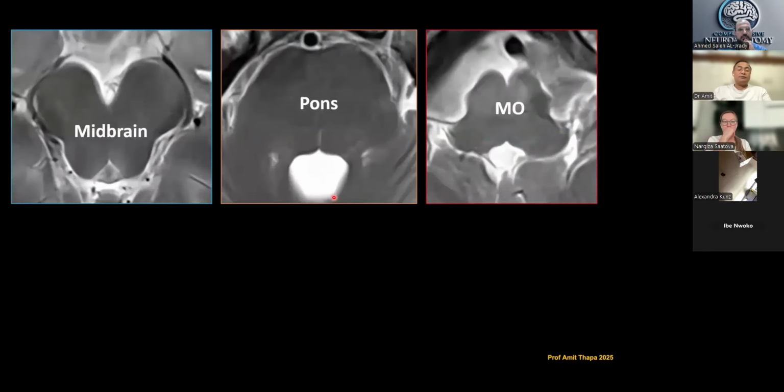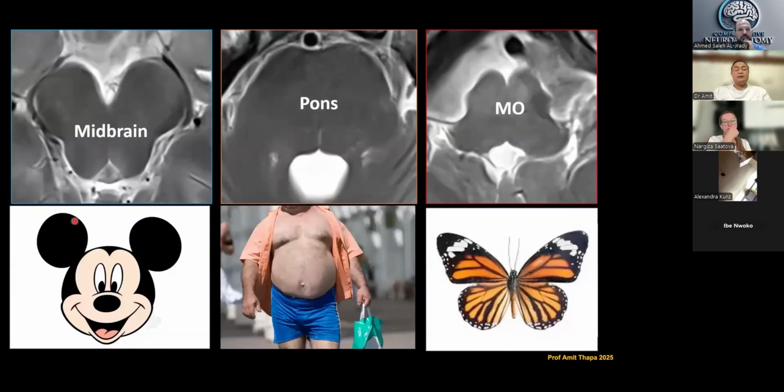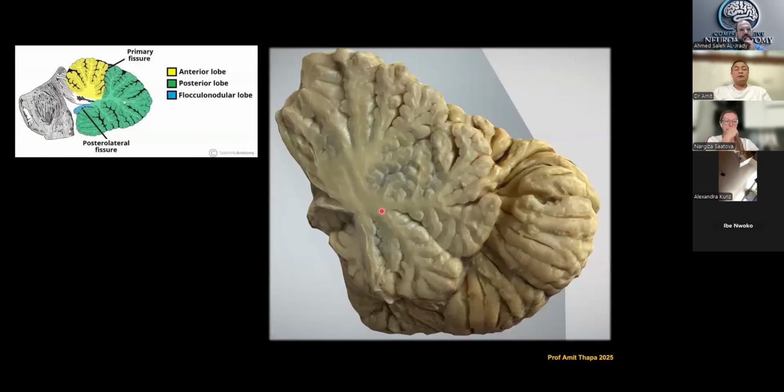Now, when we see the radiological pictures, the MRI pictures, it is very interesting to remember them as a cartoon. The midbrain appears like Mickey Mouse, the pons looks like the fat belly of a man, and the medulla oblongata can be appreciated as a butterfly with its wings on. These are very true characteristics of the cartoons representing these radiological pictures. This is very important to remember, because any slight asymmetry in the radiographic images of these structures can let you know that there is a degeneration of neurons at that particular part.